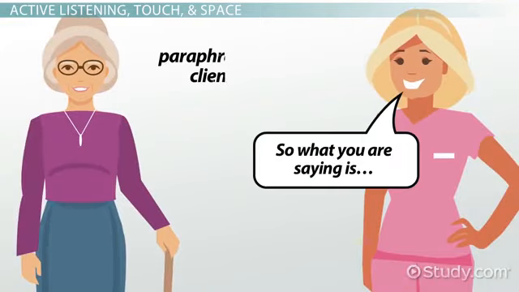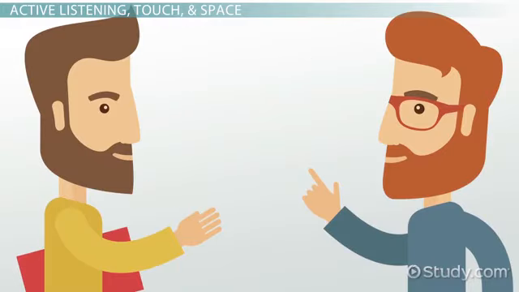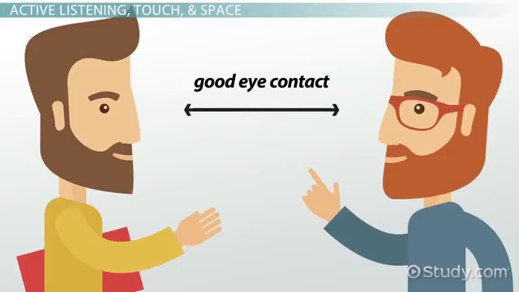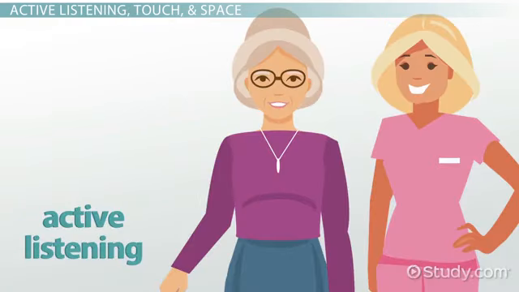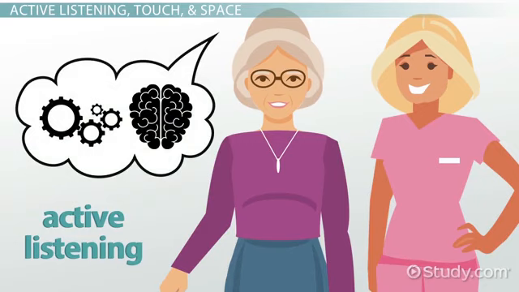Active listening involves verbal communication, such as when a nurse paraphrases what the client has said. It also includes nonverbal types of communication, such as good eye contact, that is neither absent nor prolonged, as well as silence. An example of silence in active listening would be giving a patient some time to think through their thoughts if you believe they need it.